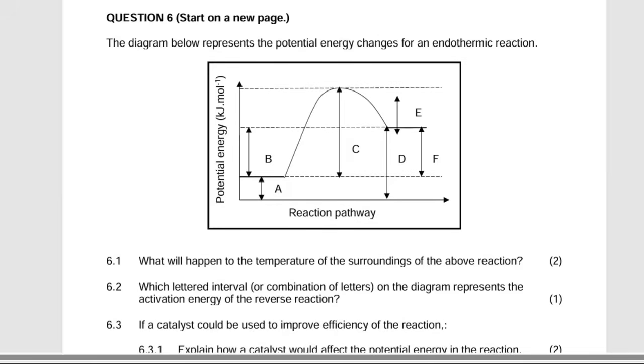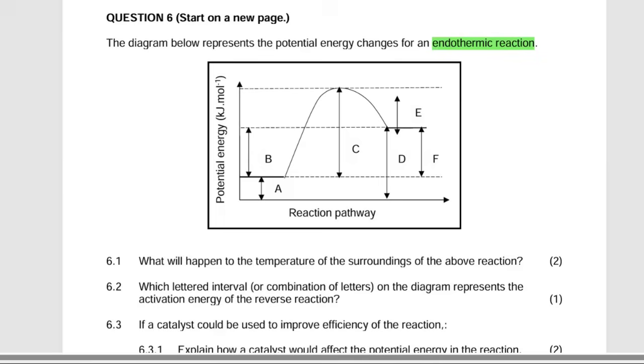Moving on to question 6. So here they're saying start on a new page. They're saying the diagram below represents the potential energy changes for an endothermic reaction, the type of reaction that absorbs heat from the surroundings. Then we are asked to analyze what will happen to the temperature of the surroundings of the above reaction.